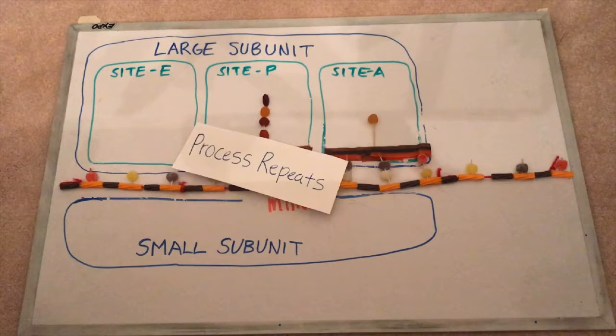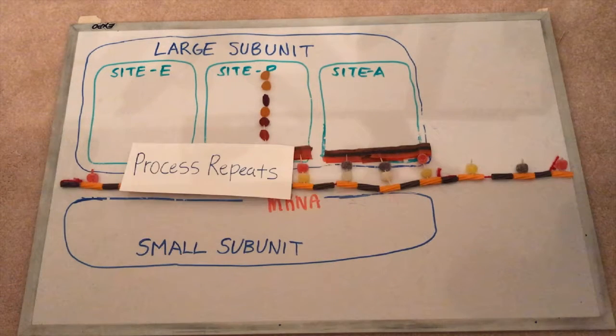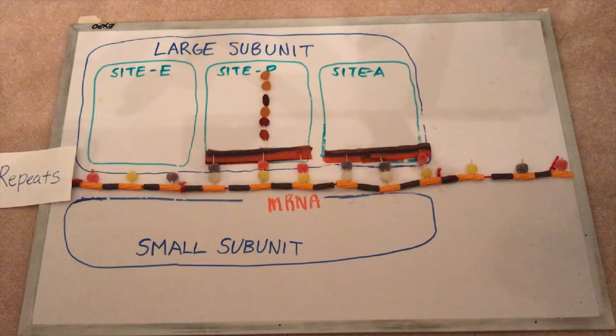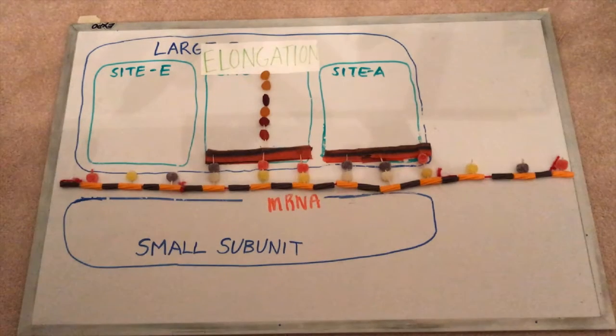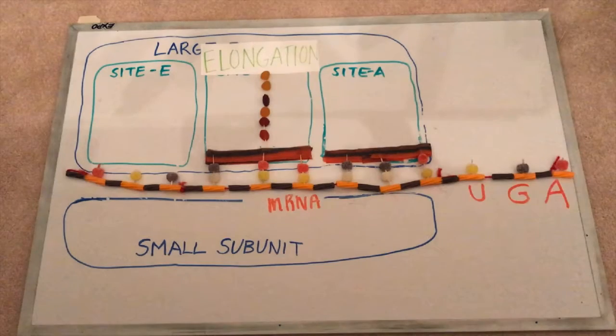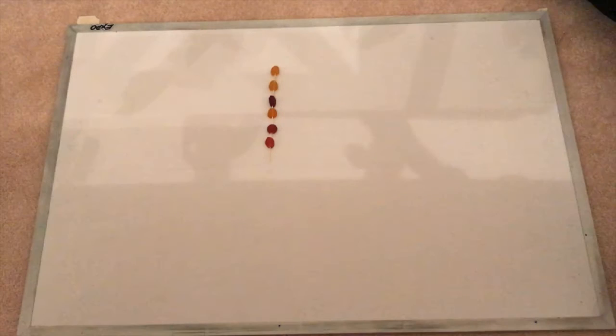This process will repeat multiple times. Through elongation, amino acids are added to the polypeptide chain, elongating the polypeptide. Later, this polypeptide will be released as a protein into the cell.